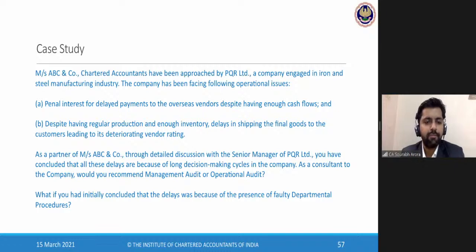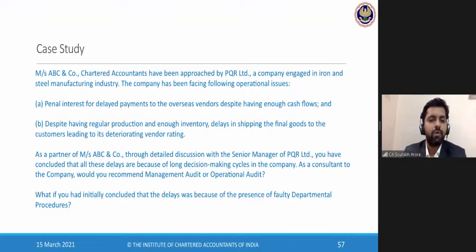So as a partner of Messrs. ABC and Company, through detailed discussion with the senior manager, you have concluded that these are because of long decision-making cycles in the company. As a consultant to the company, would you recommend management audit or operational audit?